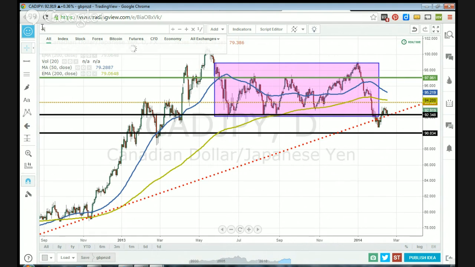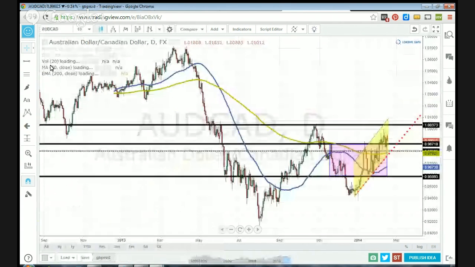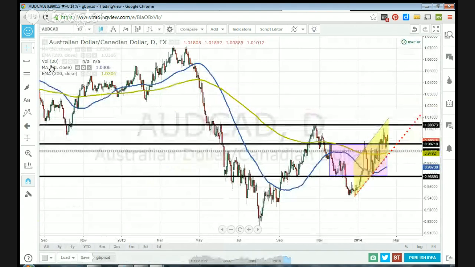Now let's go to the Australian dollar. Okay. If we can fall to the bottom of this price channel, I think that could be interesting. I'm going to delete this box. There we go. We've clearly broken out of that range.